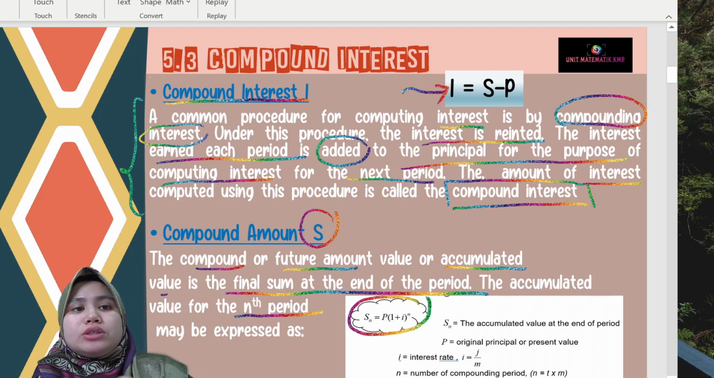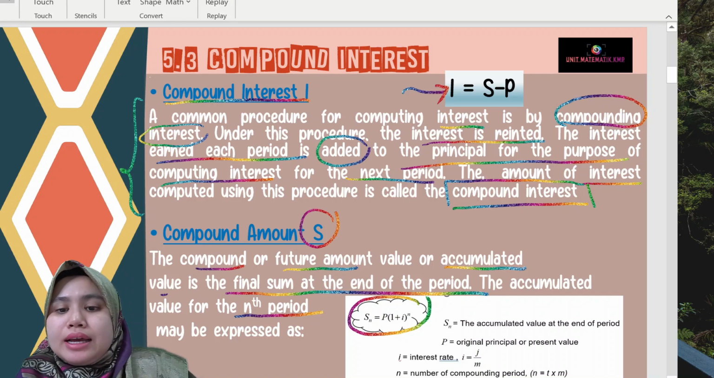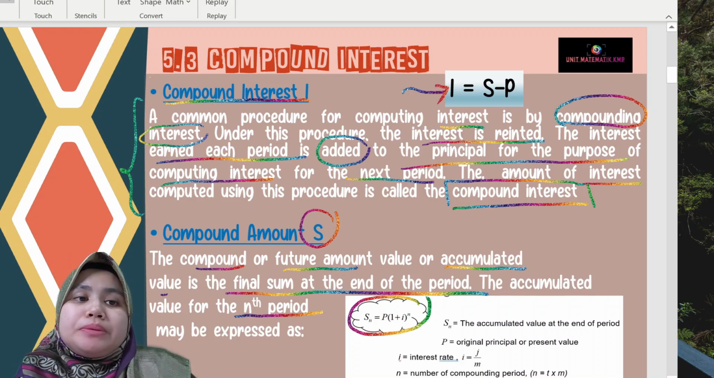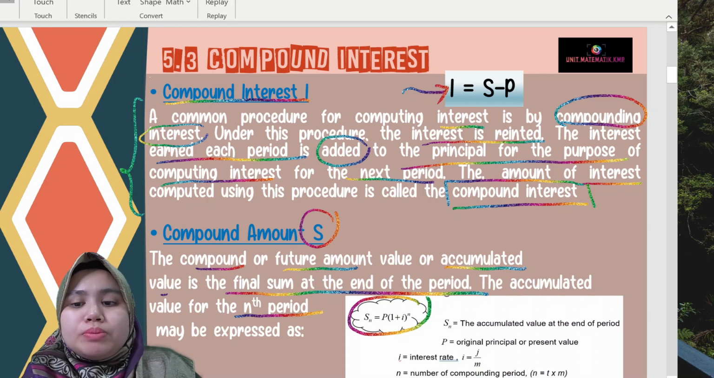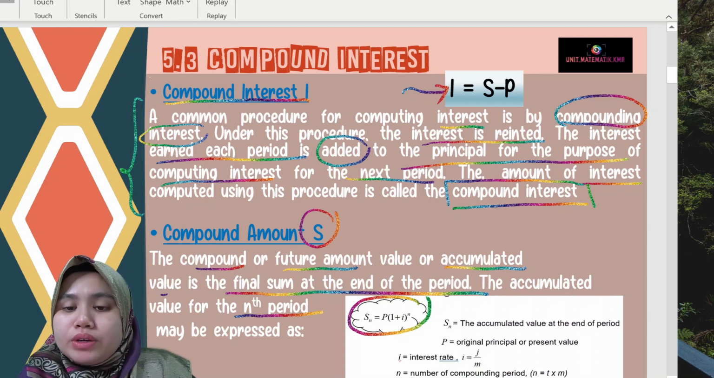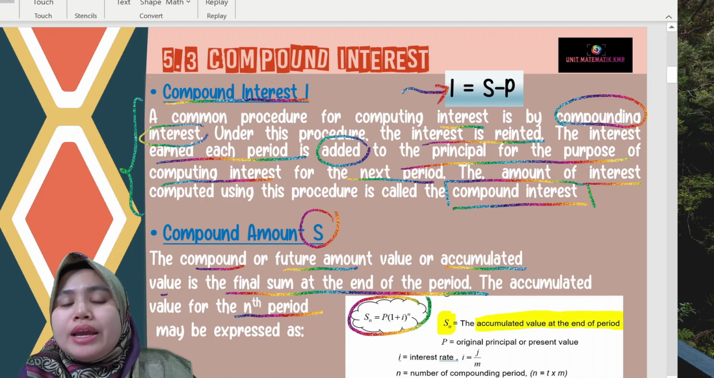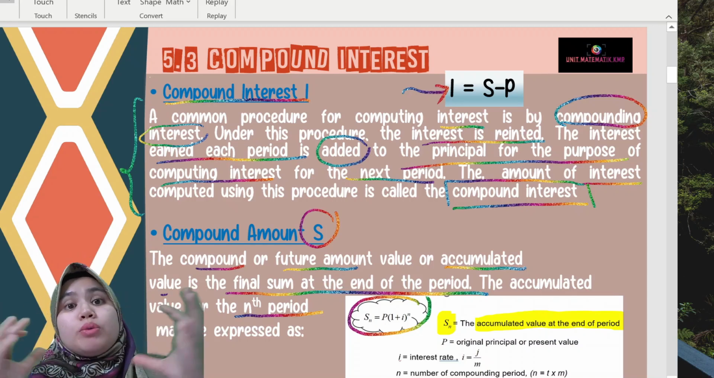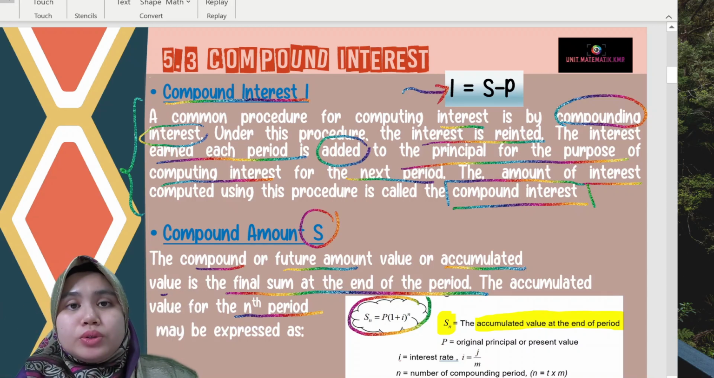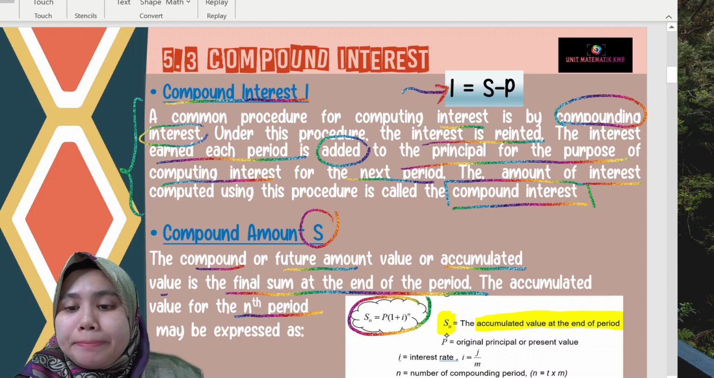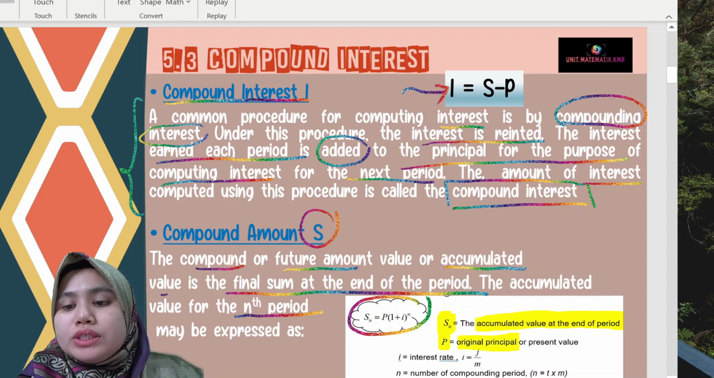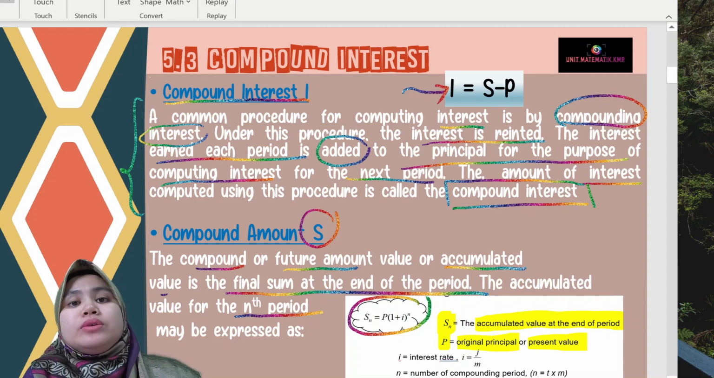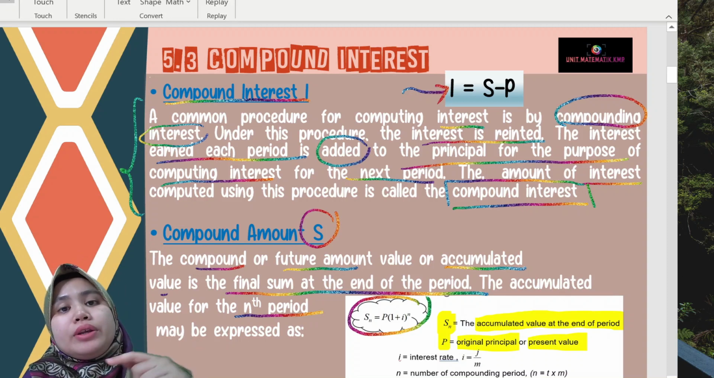Sn is equal to P, which is our principal, multiplied by (1 plus i) to the power of n. Let's look at each of them. Our Sn here is the accumulated value at the end of the period. Do you know what accumulated means? That you collect. So Sn is our final value. P is your original principal or present value, the money that you have right now that you want to invest.